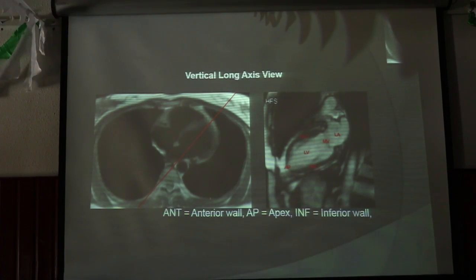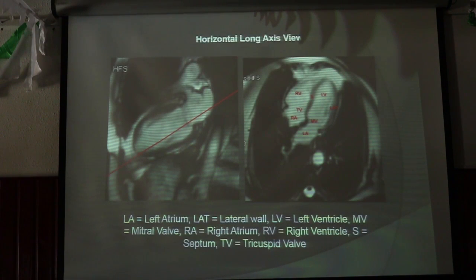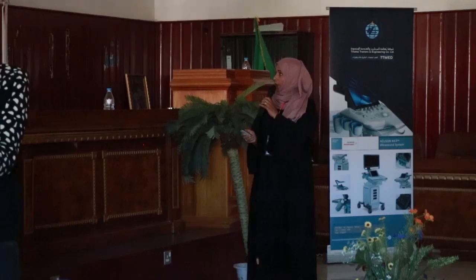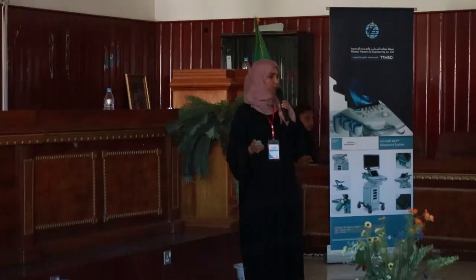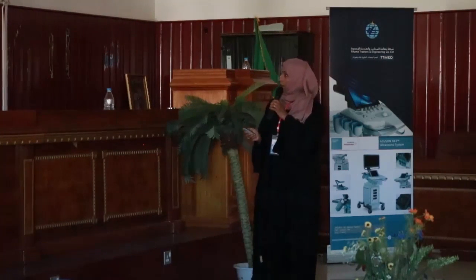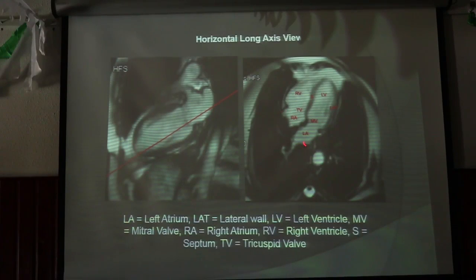This is the vertical long axis, which is also the two-chamber view. We can see that in this plane, we can see the left atrium, left ventricle, mitral valve, anterior, inferior, and apex of the heart. The horizontal long axis view, which is also the four-chamber view, we can see both atria, both ventricles, interventricular septum, mitral and tricuspid valves, and lateral wall.